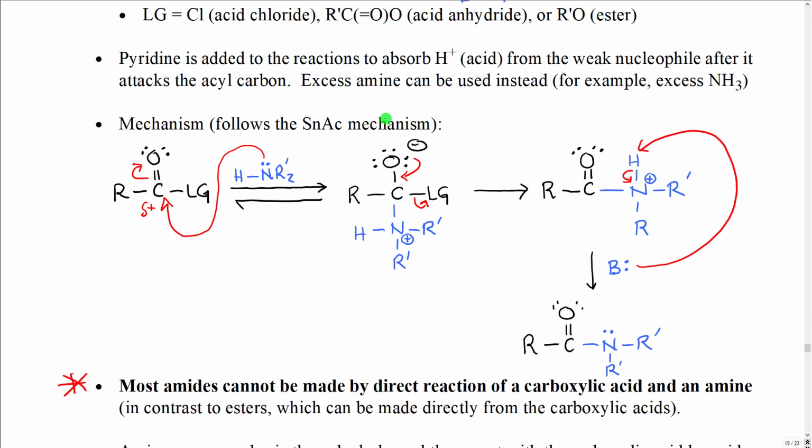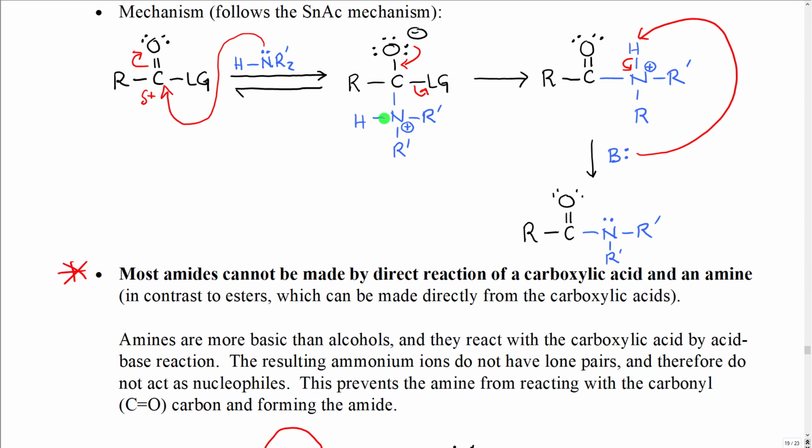If we look at the mechanism, this reaction follows our basic SN-AC mechanism. We don't need to protonate first. The amine is a strong enough nucleophile that it will react directly with the carbonyl carbon, push a pair of electrons out of the way, and make a tetrahedral intermediate. A pair of electrons would then push down, push out the leaving group. We would end up with this protonated intermediate right here.